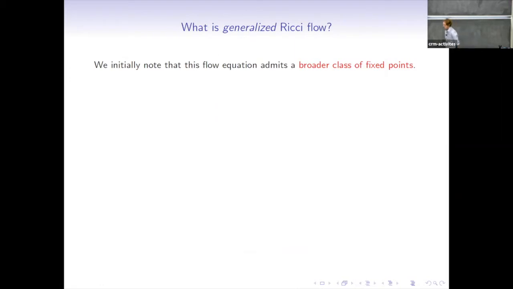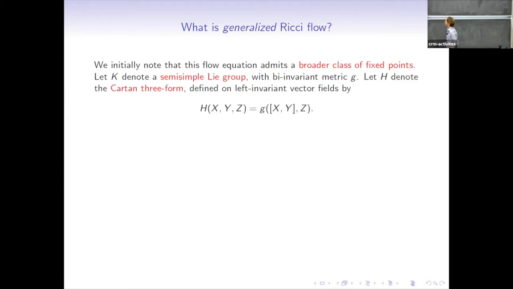So I just want to start by pointing out that this flow, right off the bat, will have a broad class of fixed points. So it's just a nice excuse to introduce an example which plays a key role in a lot of the results I'll talk about. If K denotes a semi-simple group, and you fix a bi-invariant metric G, and I let H denote this Cartan 3-form, which you can define for left-invariant vector fields using the Lie bracket, then H(X, Y, Z) is just the inner product of the bracket of X, Y with Z.